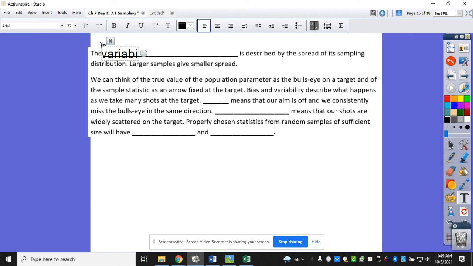The variability of a statistic, it's going to be different. It's not going to be perfect every time. Yours isn't going to be exactly the way that somebody's is beside you. The variability of a statistic is described by the spread of its sampling distribution. Larger samples give smaller spread. Same thing we just said.